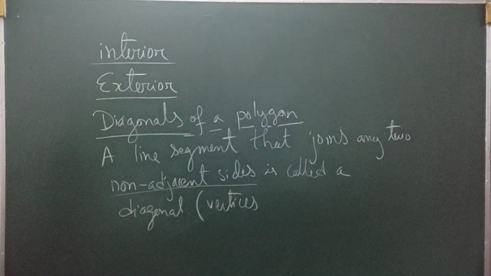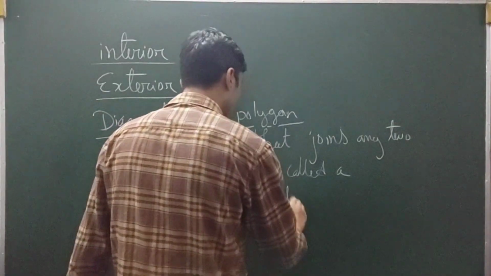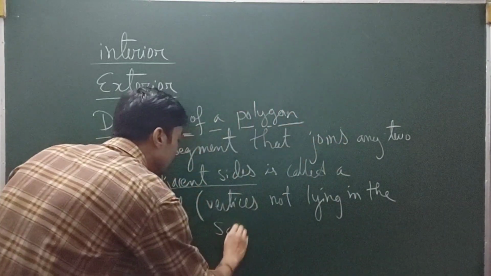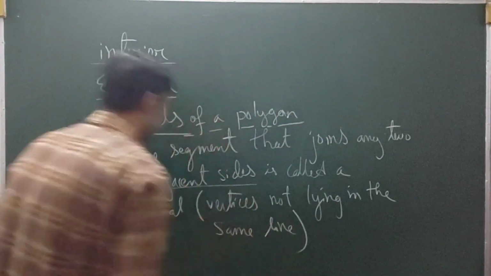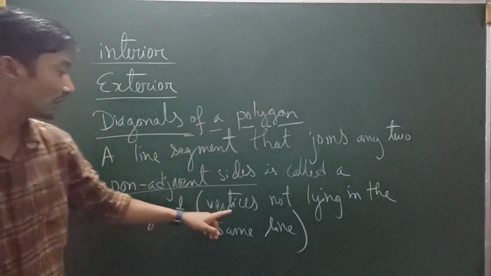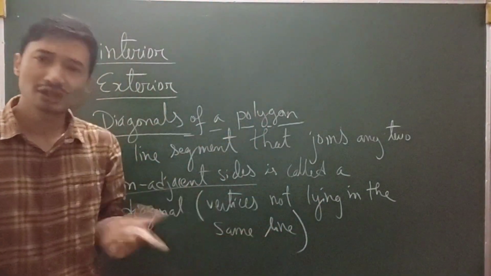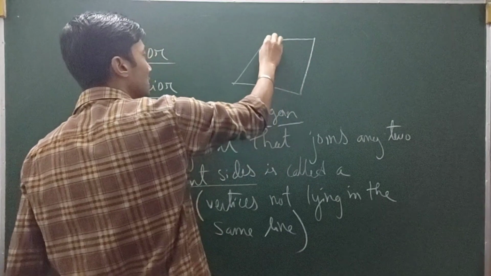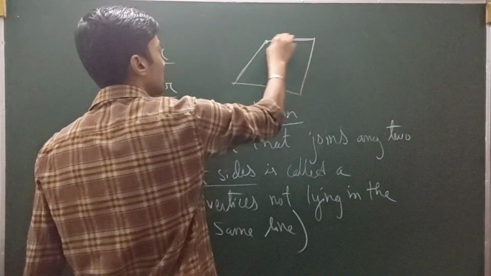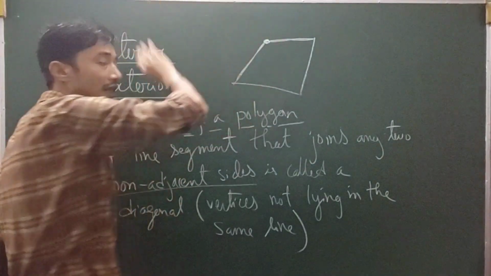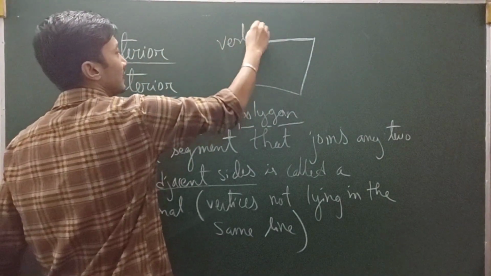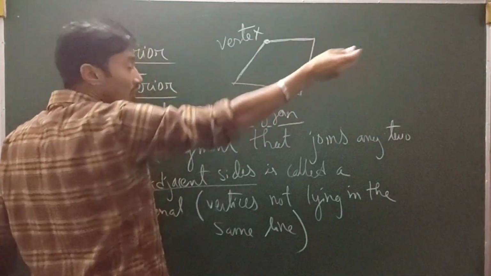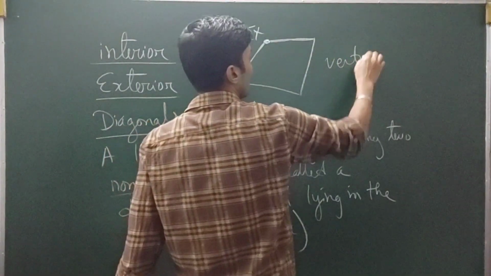A line segment that joins any two vertices not lying in the same line is also called a diagonal. Vertices, I hope you know from lower classes, means the point where two lines meet. This line is meeting and this line is meeting at this point. This is called a vertex, V-E-R-T-E-X. If we have more than one, we call it in plural form, vertices.